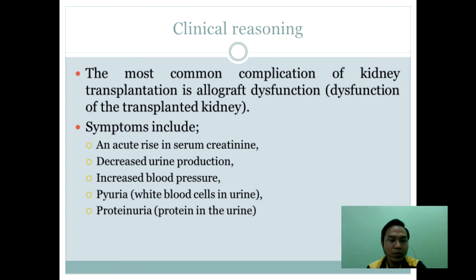The most common complication of kidney transplant is allograft dysfunction, or dysfunction of the transplanted kidney. The symptoms include acute rise in serum creatinine, decreased urine production, increased blood pressure, pyuria or white blood cell in urine, and proteinuria or protein in the urine.